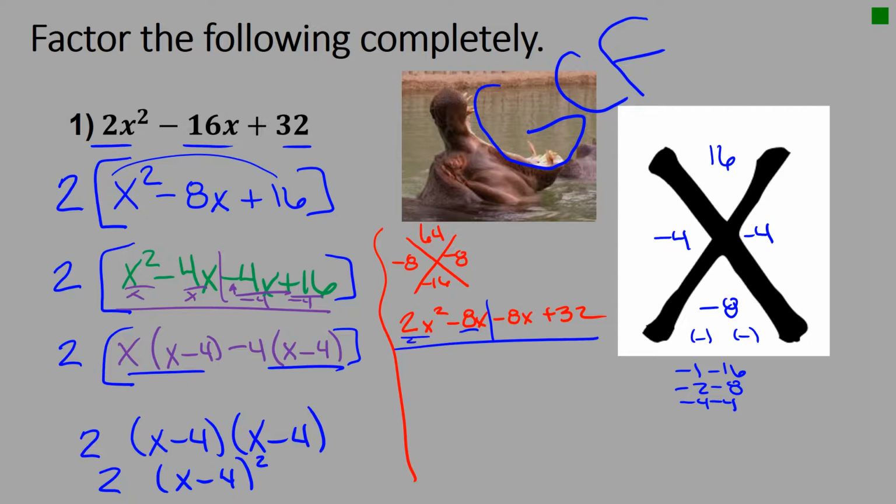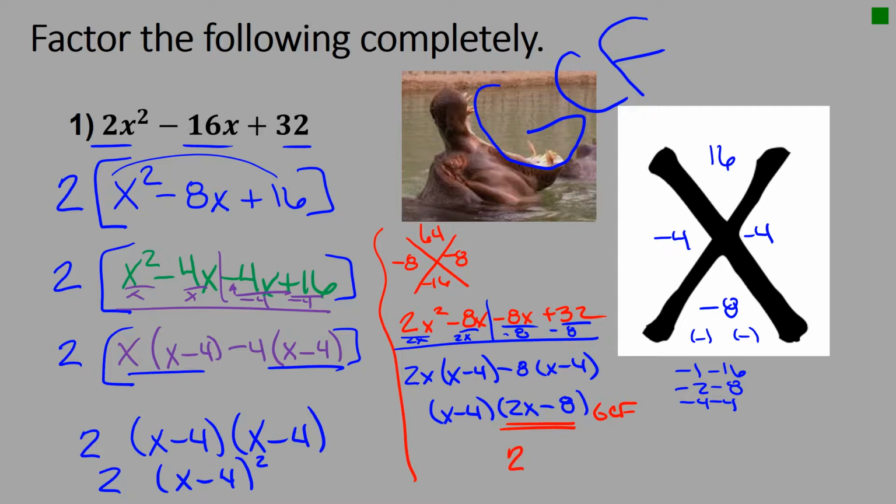And when we go to do our grouping, we're going to take 2x out of here. Leaves you with x minus 4. Here we're going to take a negative 8. Leaves you with x minus 4. So now you have x minus 4 times 2x minus 8. You can see it's not the same answer because this one has a GCF. So you need to take the 2 out of here. That leaves you with x minus 4, and then sneak this other x minus 4 behind it, okay?